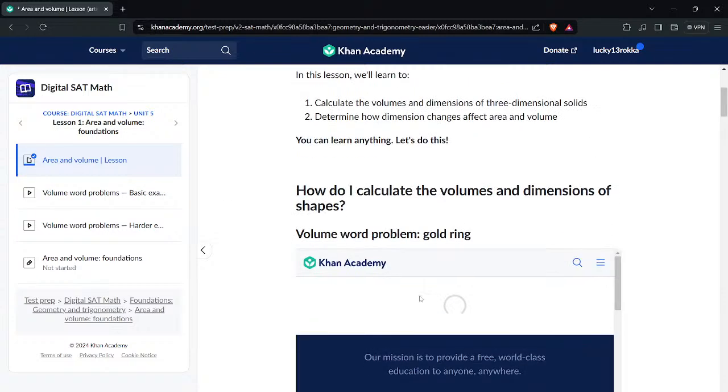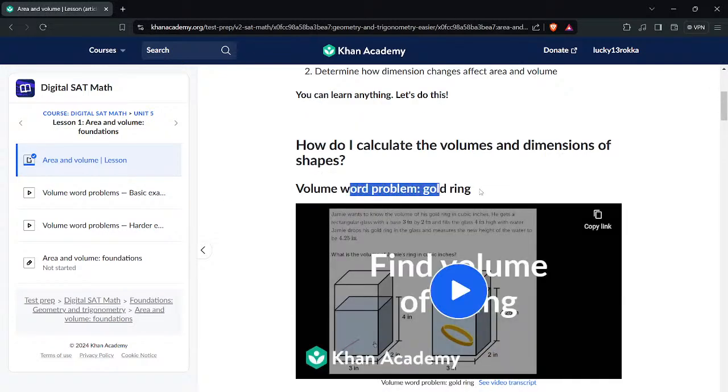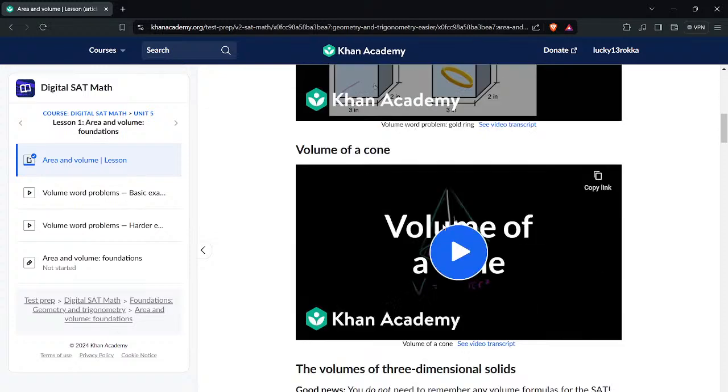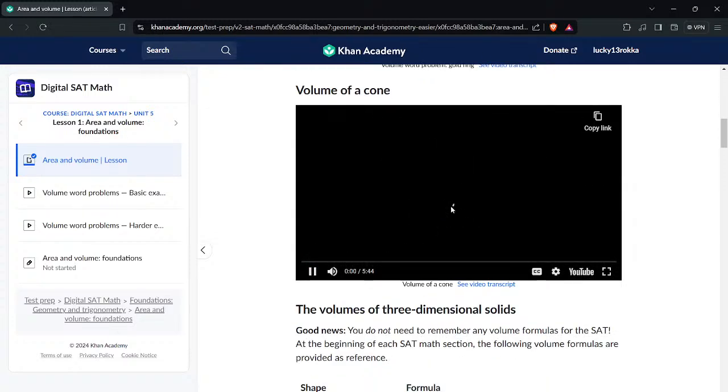First, area and volume. Volume of a prism is easy. And then the volume of a cone.